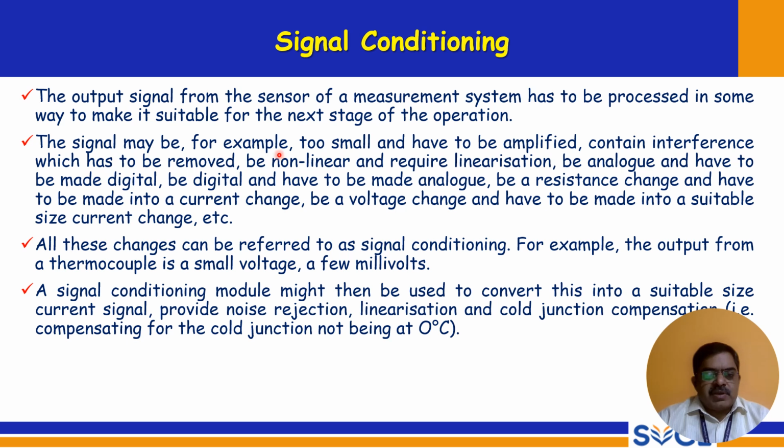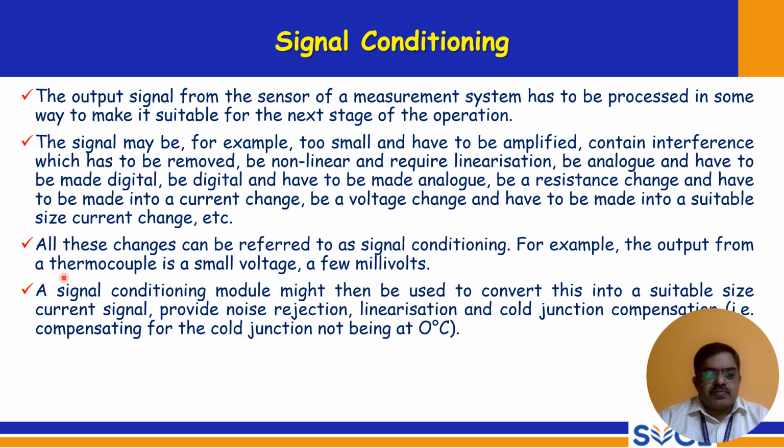These signals may be, for example, too small and have to be amplified, contain interference, which is some sort of disturbance, which has to be removed, be nonlinear and require linearization, be analog and have to be made digital, be digital and have to be made analog, be a resistance change and have to be made into a current, be a voltage change and have to be made into a suitable size current change, etc. These are all examples of signal processing. All these changes can be referred to as signal conditioning.